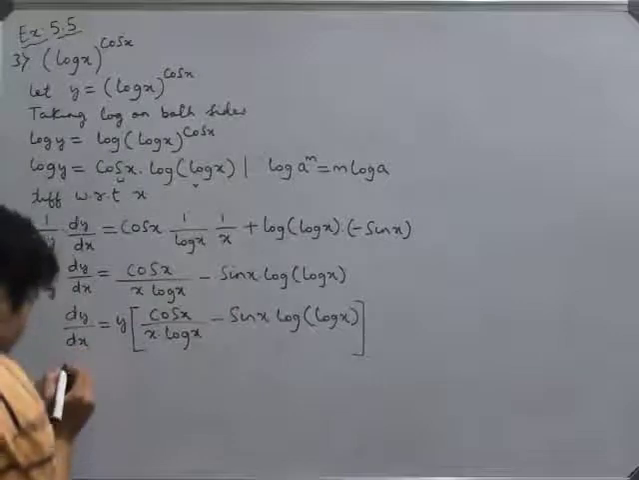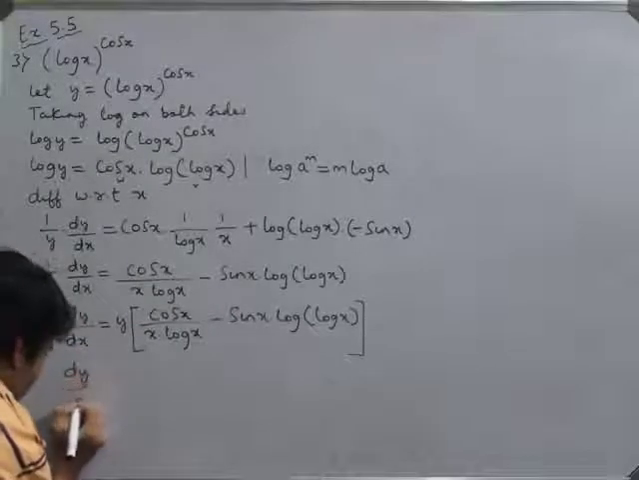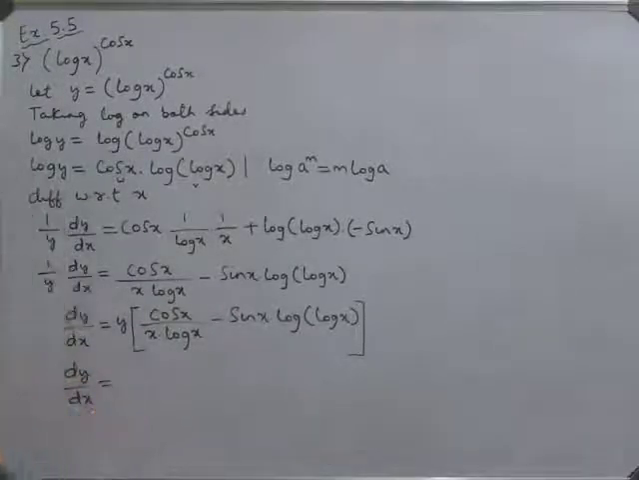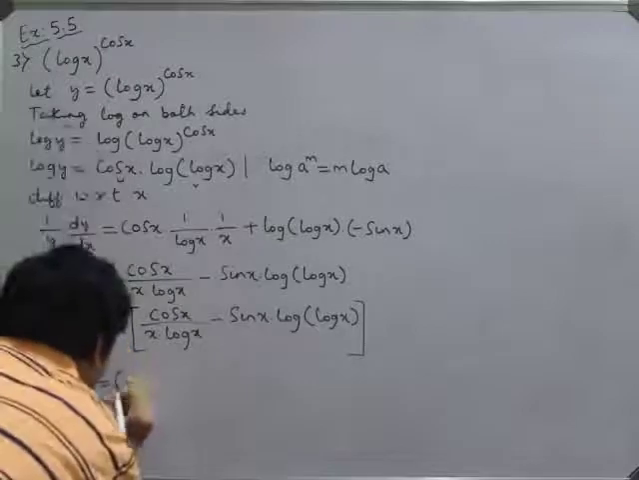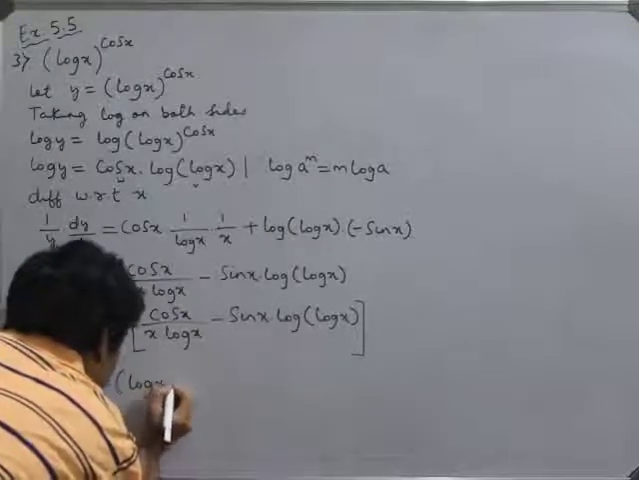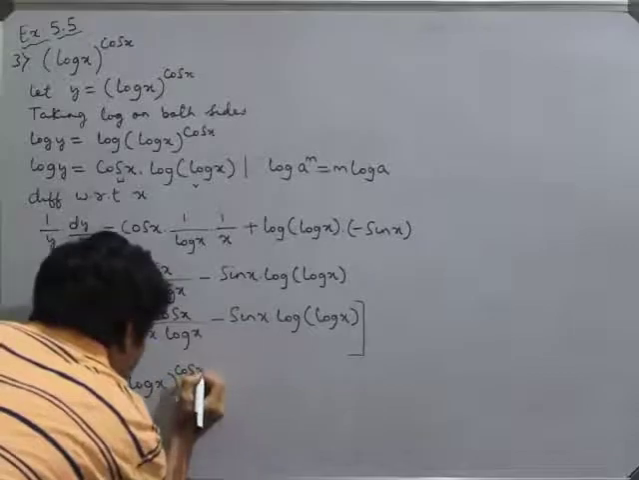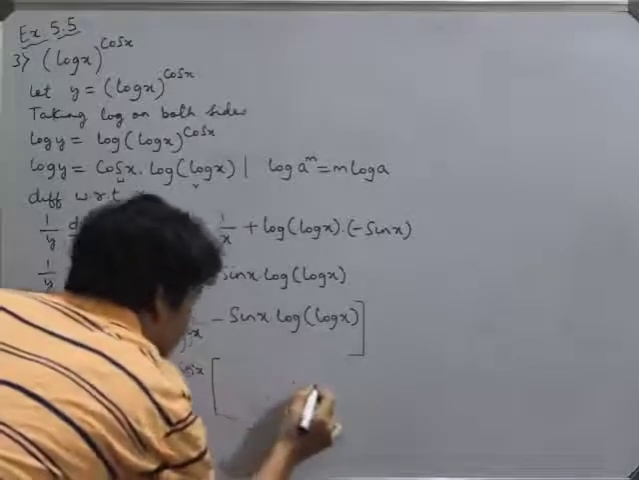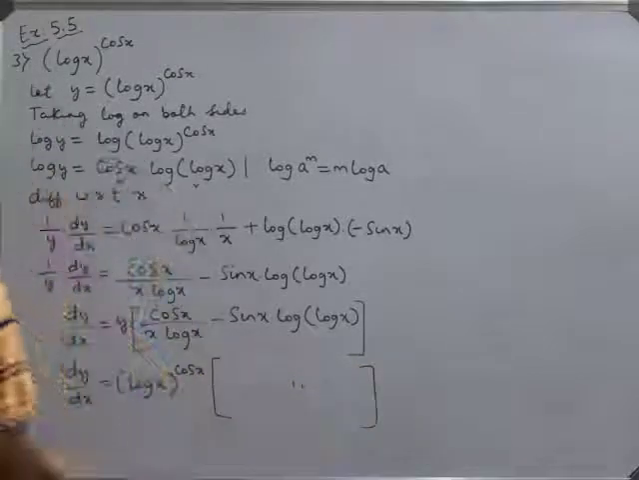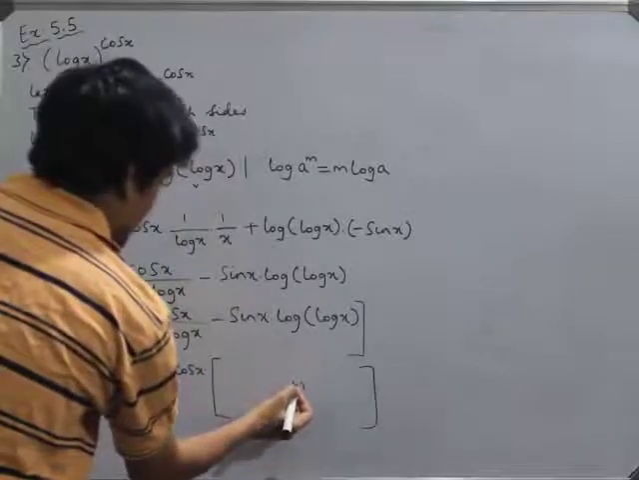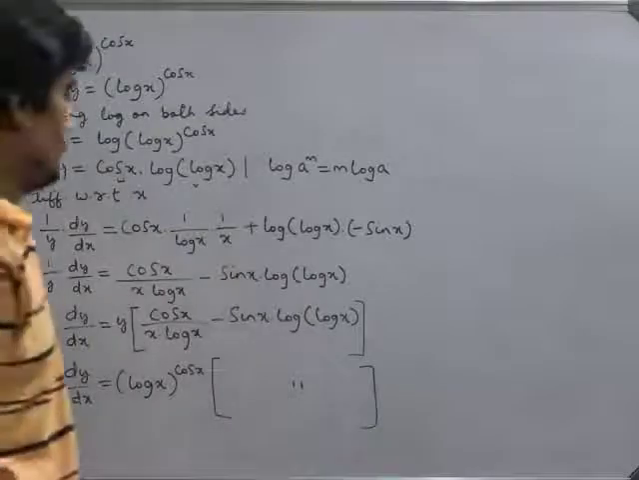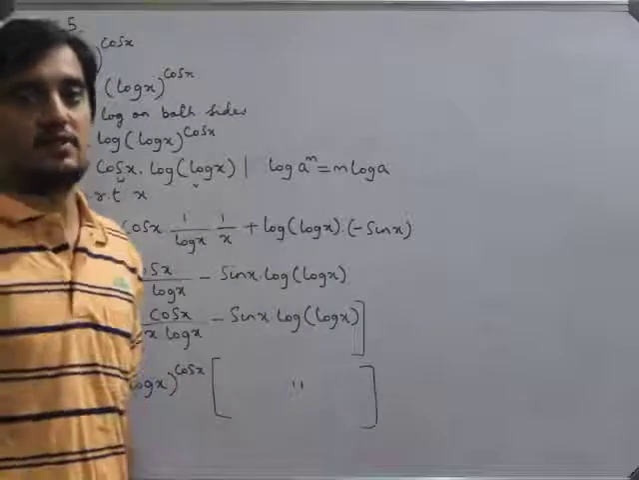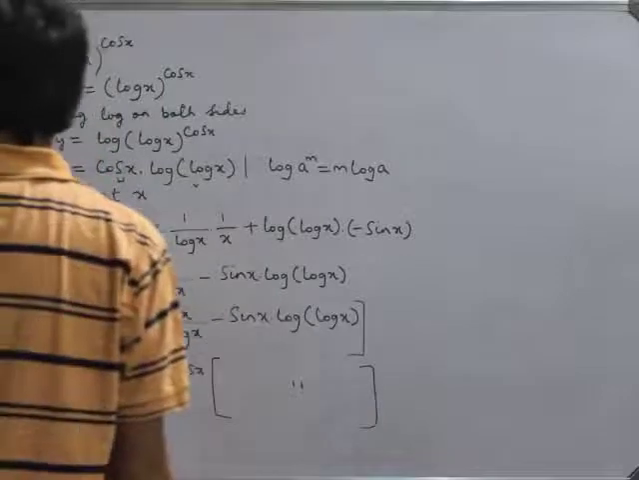What is the value of y? Dy by dx is equal to, value of y is, here we have taken, let y is equal to log x to the power of cos x. So write it, log x to the power of cos x, and then the remaining things as it is. So don't write like this, write completely. Here I am writing to save the time so that we will complete as many sums as possible. Okay. So this is how you have to differentiate. This was question number 3.